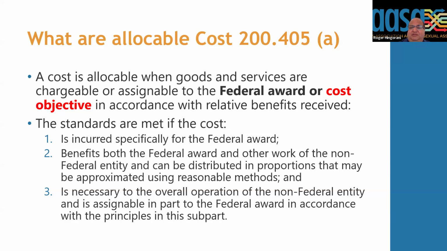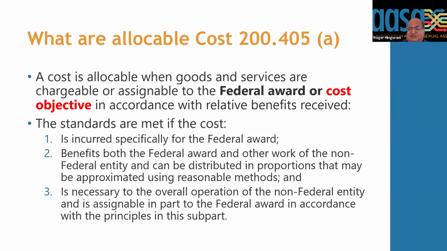It benefits both the federal award and the other work of the non-federal entity and can be distributed in proportion that may be approximated using a reasonable method. So remember, I was telling you that in the old CFR or old circulars, they had specific forms, they had specific timelines. The new CFR is telling us that you come up with a reasonable method that can give us an assurance that you are able to show how the cost is allocable. So that's where that comes in from.